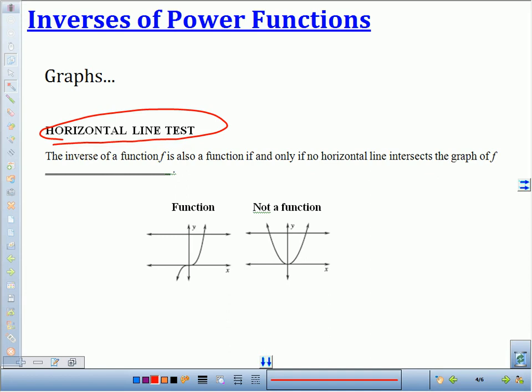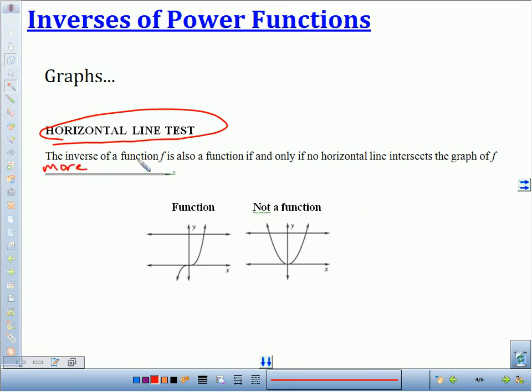Now, the horizontal line test says that the inverse of a function, right, when we swap the x and y and solve for y, the inverse of a function is also a function if no horizontal line intersects the graph in more than one place.